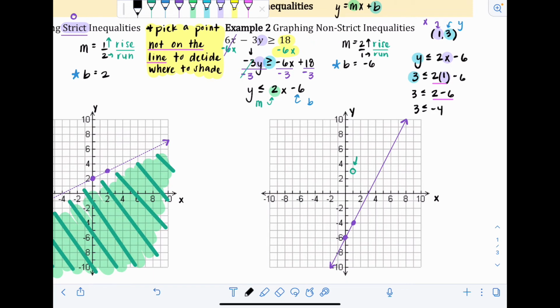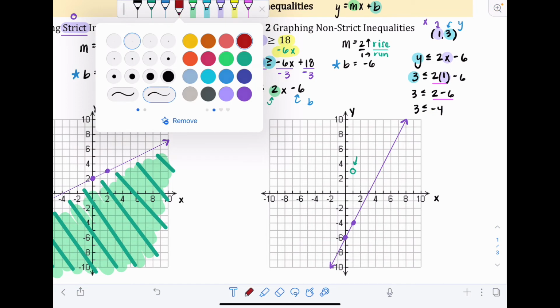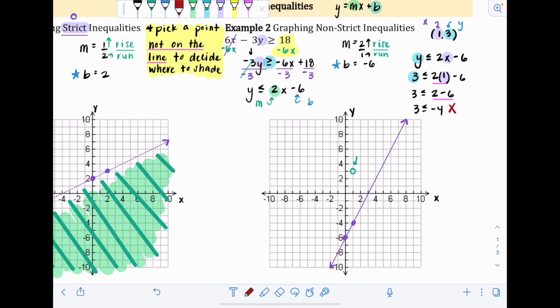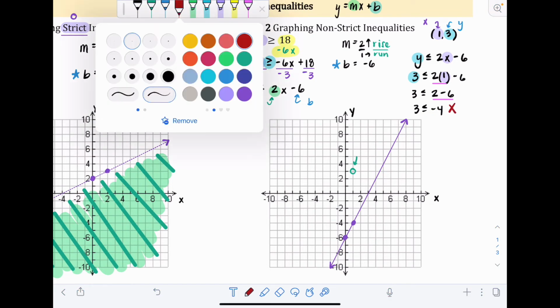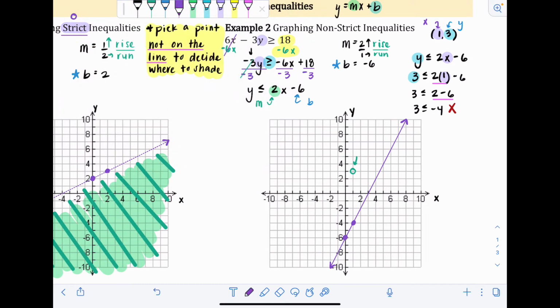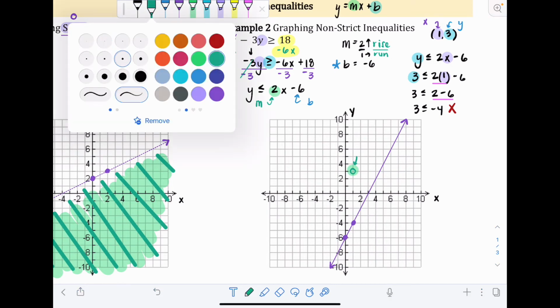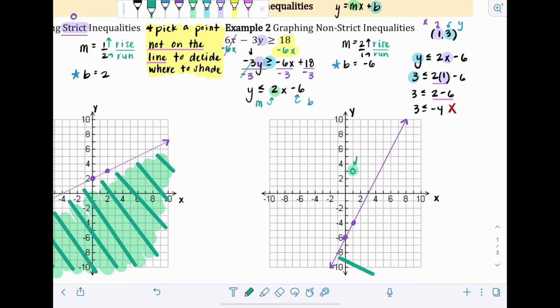So next we ask ourselves, is this inequality true or is it false? So 3 is not less than or equal to negative 4. That's not correct. So because it's not correct, that means that we have to shade the side of the line that's opposite of that point. So that point that we checked was right here. It made the inequality not true, so we have to shade the other side. We shade down here.